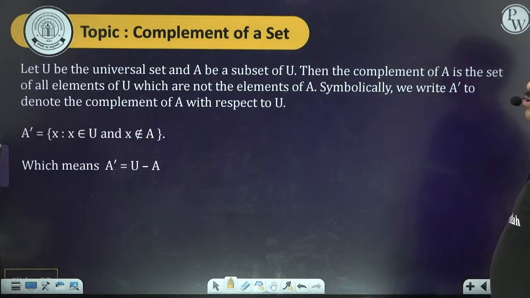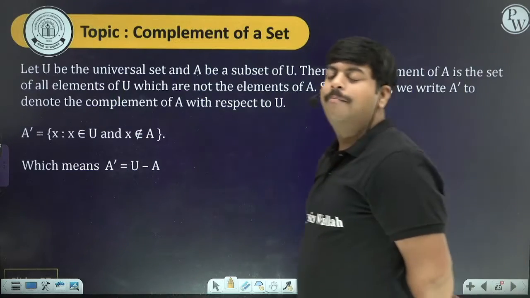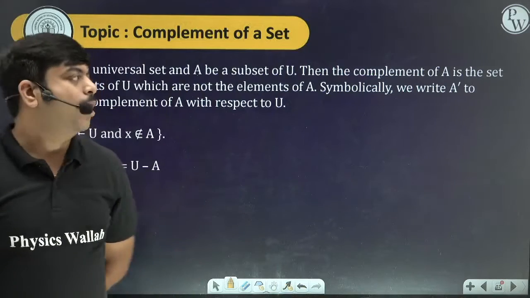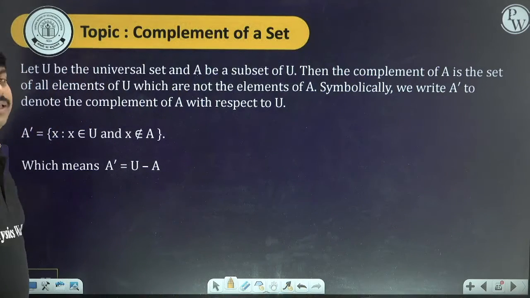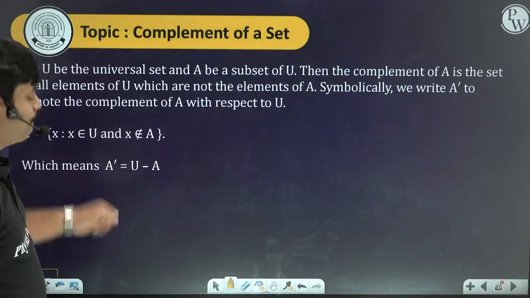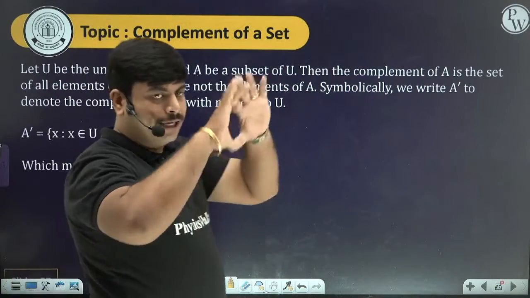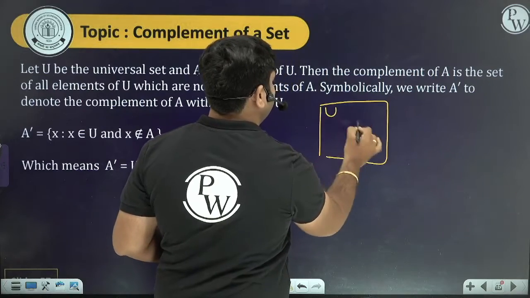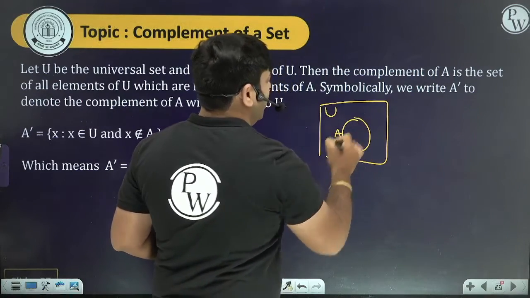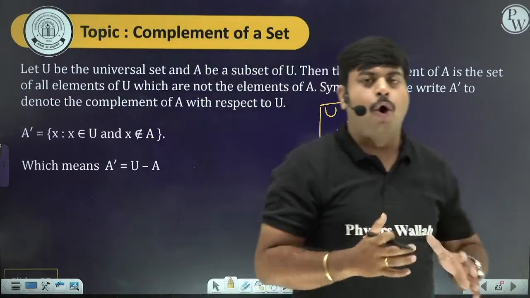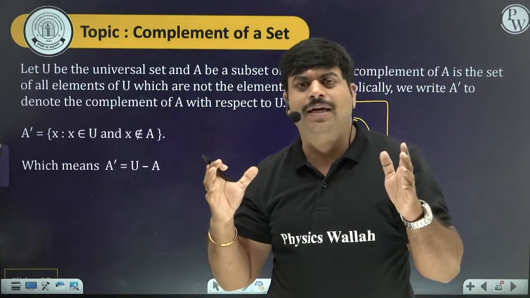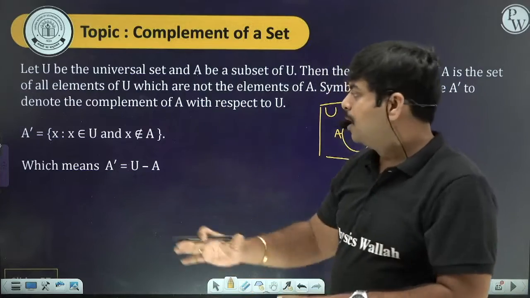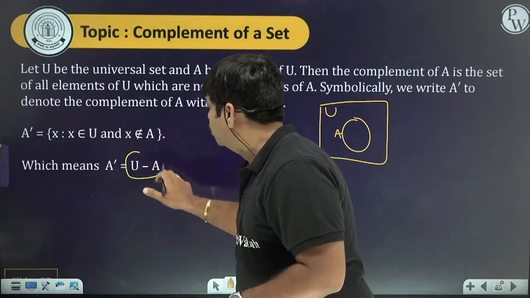So the last concept for the day is complement of a set. With that, we will stop for the day. Right, people? So what is complement of a set? Observe carefully. When I have the bigger universal set, let me represent it like this, and let's say I have the set A. Now, I should include all the elements of the universal set which are not there in A. That is U minus A.